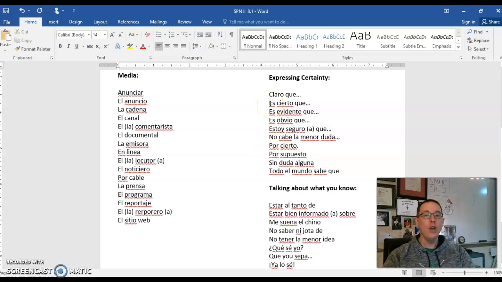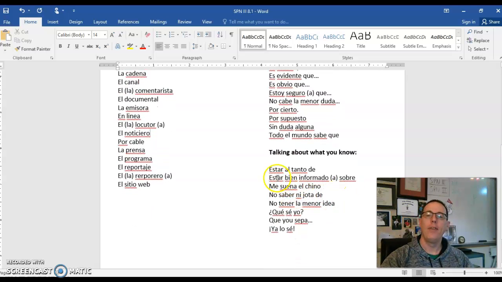Let's go ahead and finish out our last little sections here. Expressing certainty. So you know that almost all these times it will not be the subjunctive after these sorts of things. So like, claro que, es cierto que, es evidente que, es obvio que, estoy seguro que, no cabe la menor duda, por cierto, por supuesto, sin duda alguna, without a single doubt, todo el mundo sabe que. All the world knows that. It's like saying everyone knows.